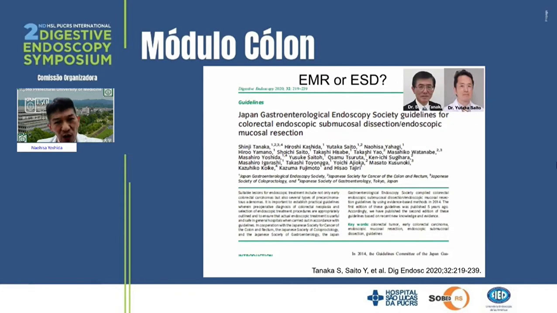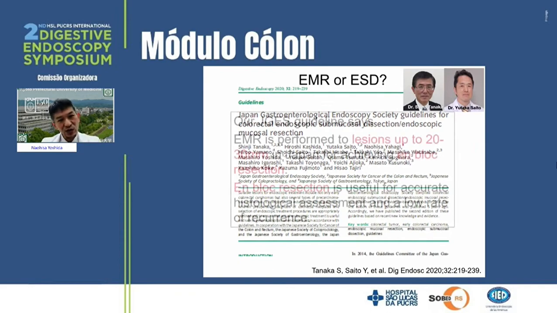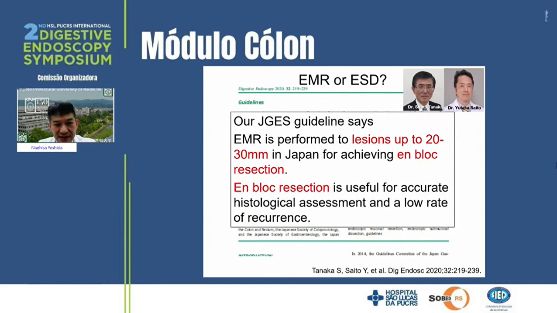And EMR or ESD is very difficult for some situations, some regions. But the Japanese guideline says EMR is performed for lesions up to 20 to 30 millimeters for achieving en bloc resection. Yes, we Japanese like en bloc fashion, because en bloc resection is very useful for accurate histopathological assessment and a low rate of recurrence. That's why we prefer en bloc resection.